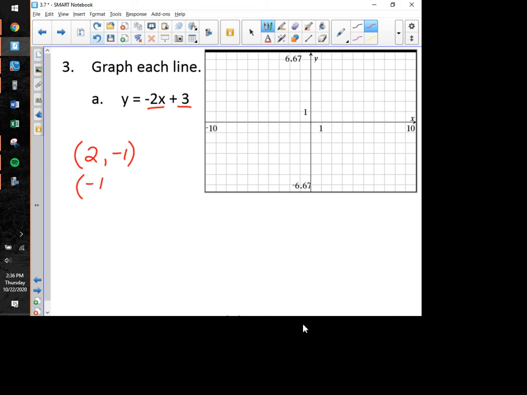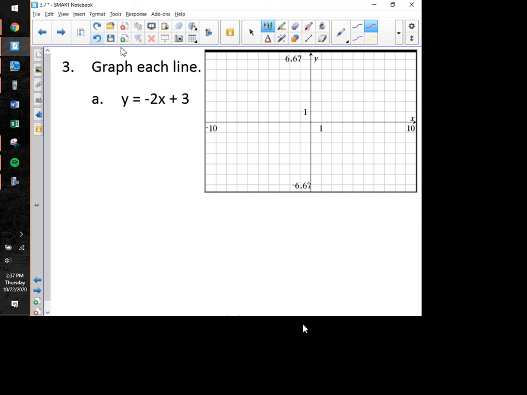So 2, negative 1 is one solution to this equation, but it's certainly not the only one. For example, if I put in a negative 4 for x, 11 would work for y, because 11 is equal to negative 2 times negative 4 plus 3. Yeah, that's right. So there's a second solution. And guess what? There's a third one. If I put in 100 for my x value, negative 200 plus 3 is negative 197. That one works as well. And I could continue to do this all day long. So there isn't just one solution to a two-variable equation. In fact, there are infinitely many.